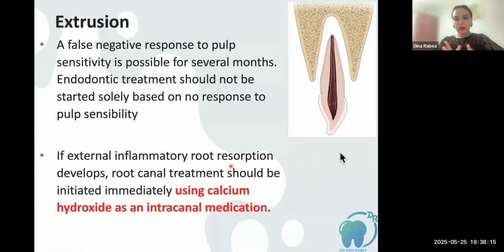Or else we will be losing the tooth, especially in the growing phase, very rapidly. Calcium hydroxide has a very alkaline pH, and that's why it stops and antagonizes the acidity of the infection.